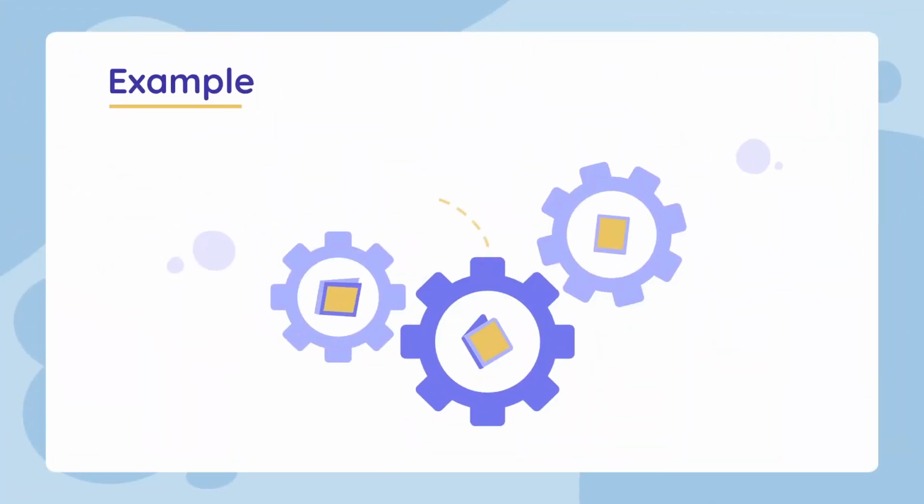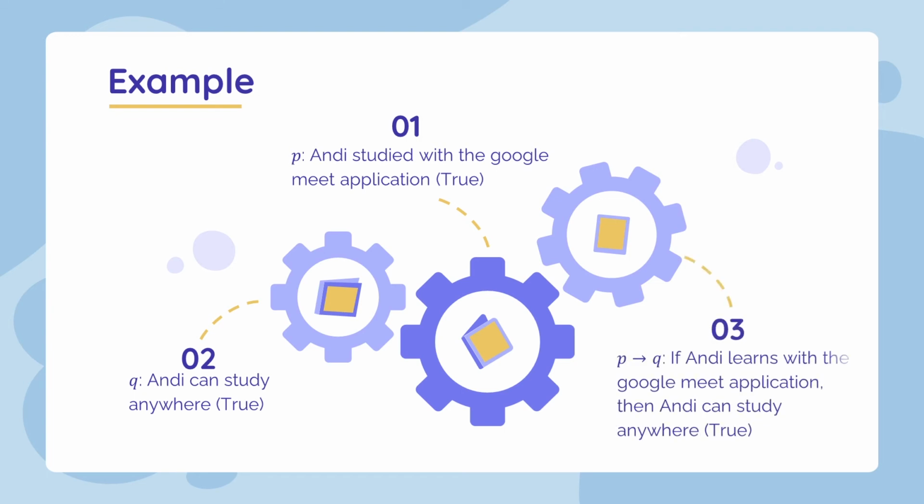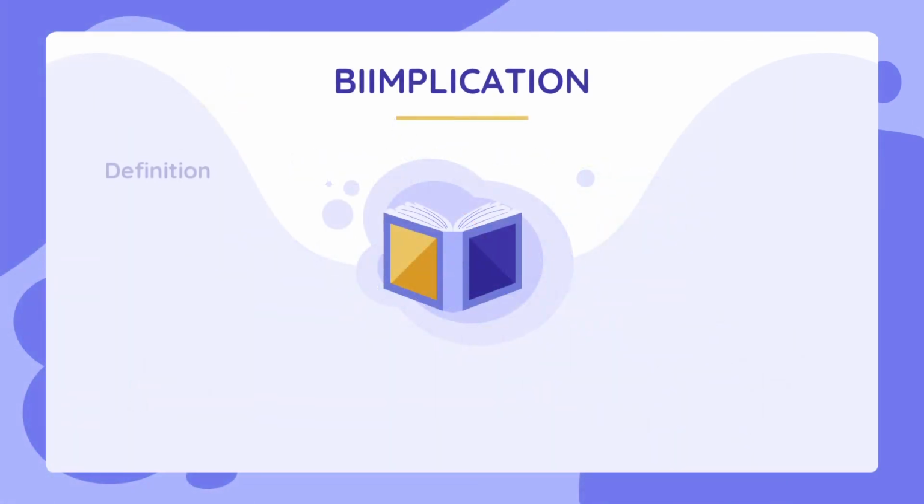For example, P: Andy studies with the Google Meet application. Statement is true. Q: Andy can study anywhere. Statement is true. If P then Q: if Andy learns with the Google Meet application, then Andy can study anywhere. Statement is true.